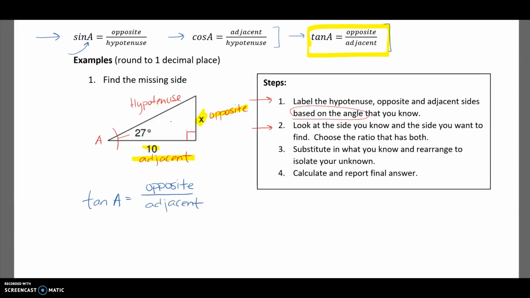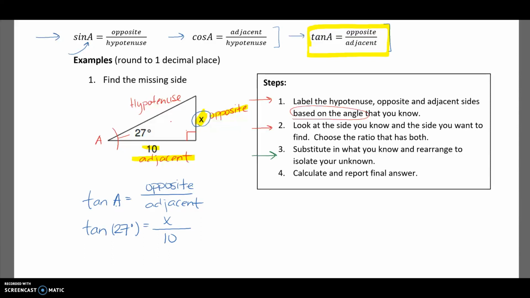Remembering that there are 3 measured values in here, my angle and 2 sides. So now I'm going to substitute in the values that I know. So the tangent of angle A, which is 27 degrees, is equal to the opposite side, which I don't know, so I'll just record that as an x, my unknown, over the adjacent side, which has a measurement of 10.